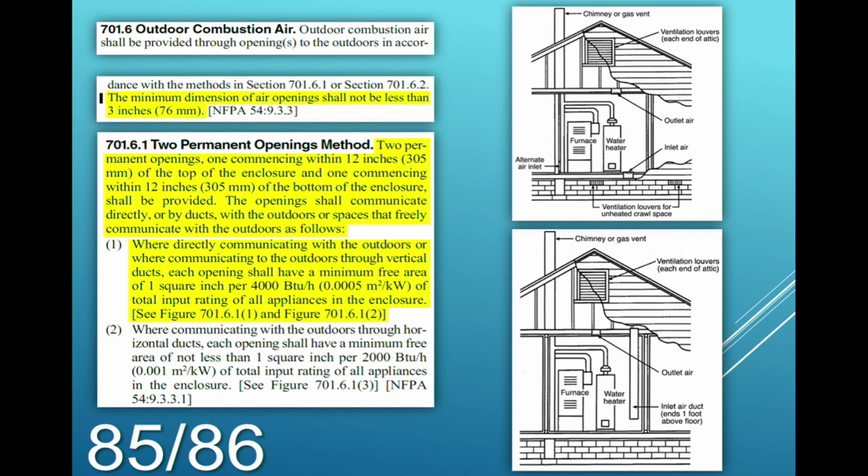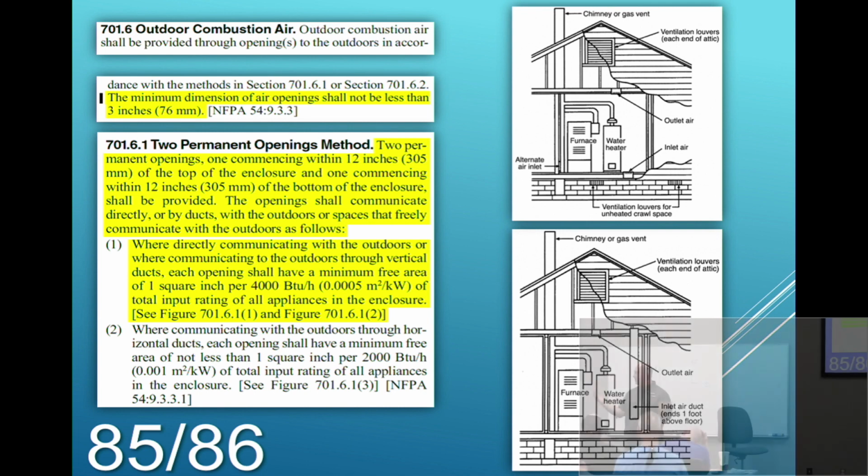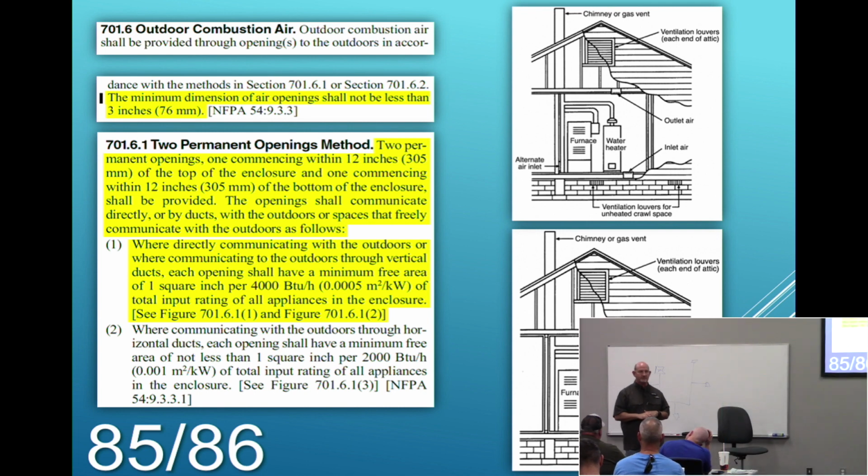Each of those 2 openings shall have a minimum free area of 1 square inch per 4,000 BTUs of the total input rating of appliances in the enclosure. That means I don't care if you have, I'm just going to make up a number, 800,000 BTUs. I just made that up. I don't care whether you have 1 appliance worth 800,000, or 2 400,000 BTU appliances, or 4 200,000 BTU appliances. Do you agree that's 800,000 however you got it? Whether it's 1 or 2 or 5, add it all together, my total is 800,000.